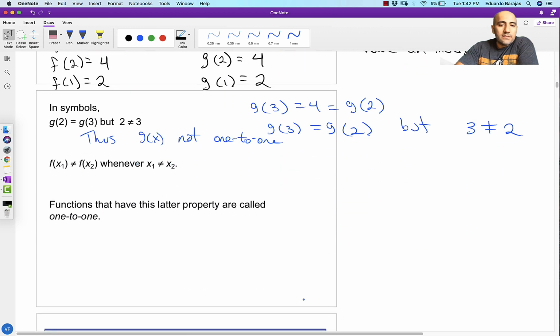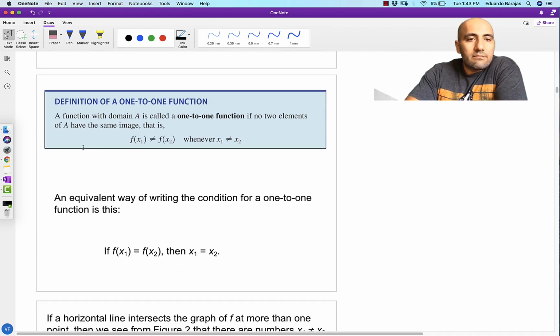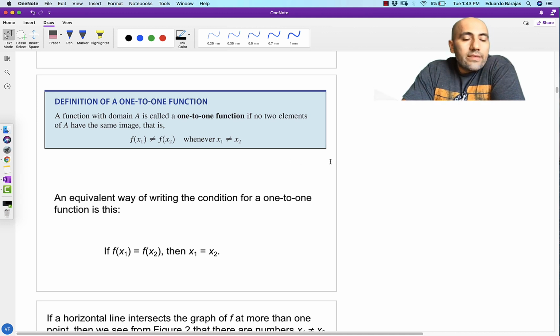In general, this is the notation we adopt. So if something is 1 to 1, this is the case. Functions that have this property are called 1 to 1: whenever we are looking at our function, the outputs don't equal each other whenever the inputs don't equal each other. That's what this is saying. And so here is the formal description of that. A function with a domain A is called a one-to-one function if no two elements in A have the same image. That is, f of x sub 1 does not equal f of x sub 2 whenever x sub 1 does not equal x sub 2.